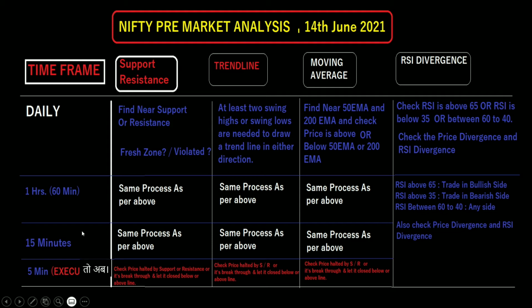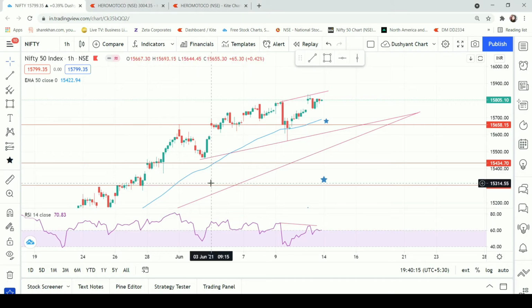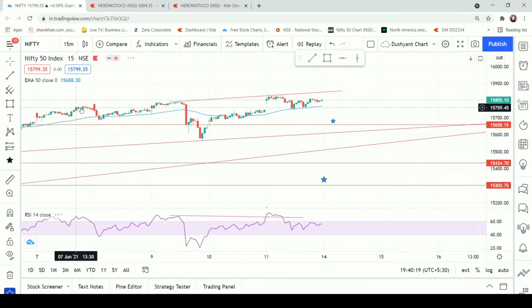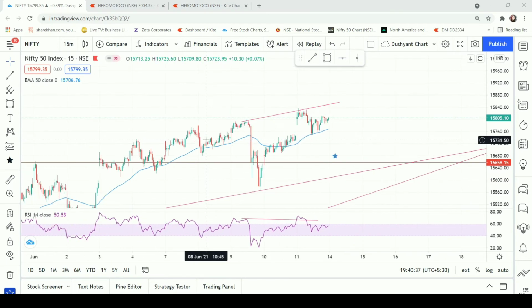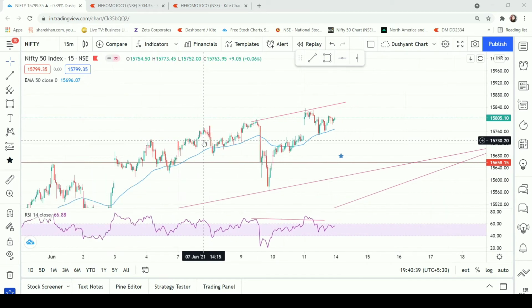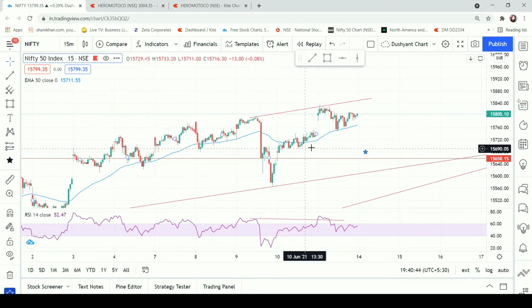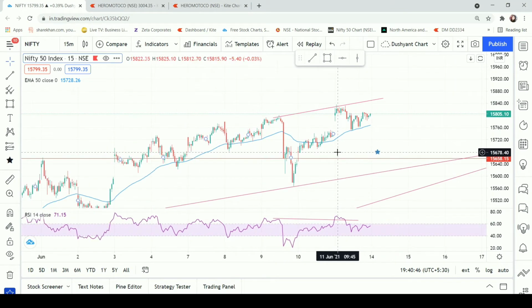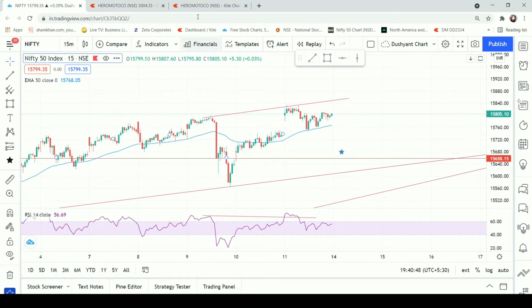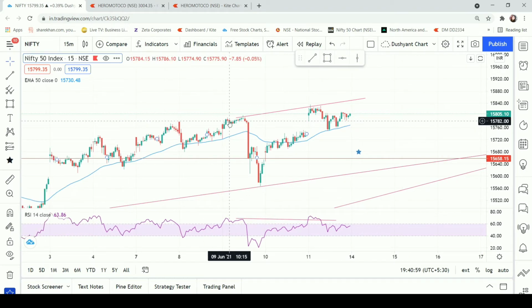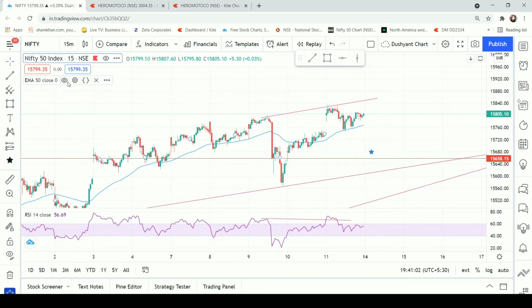we will move to the 15-minute time frame and do the same exercise. So, 15-minute time frame. Okay, so what was first? Support and resistance. My past support and resistance. We cannot find good support and resistance. Then we go to the 50 EMA and 200 EMA plot.